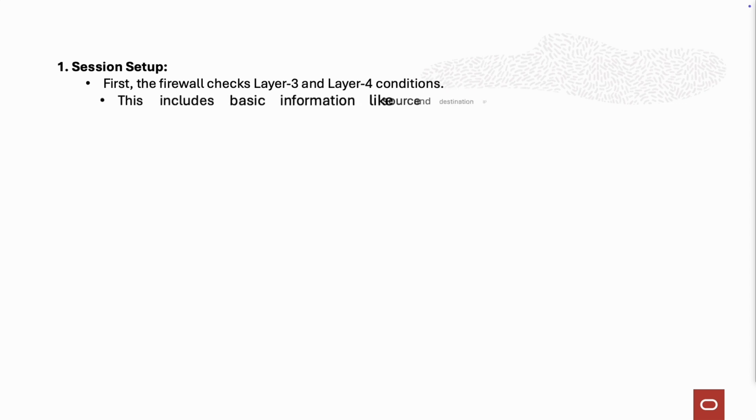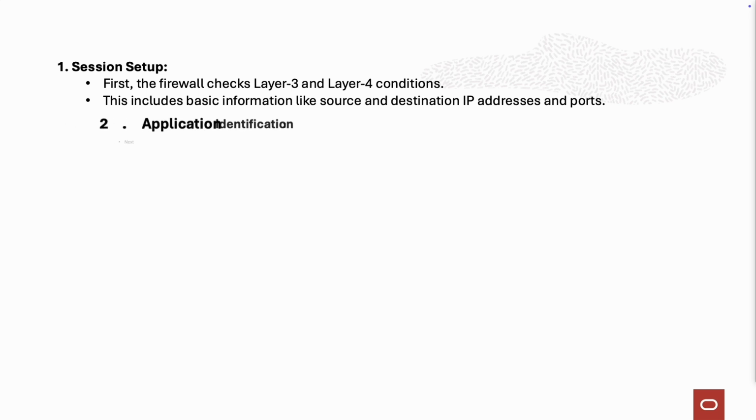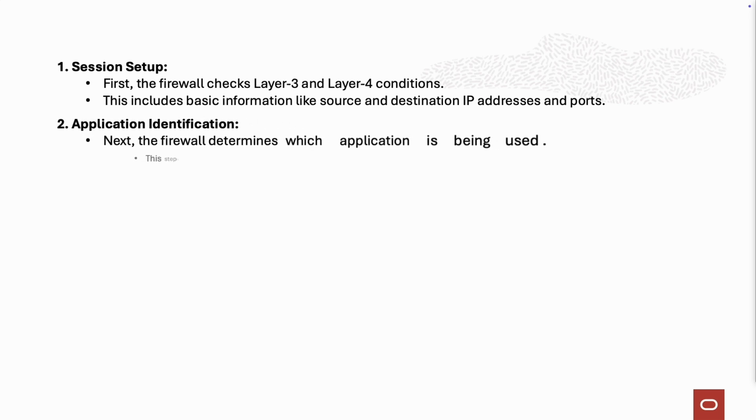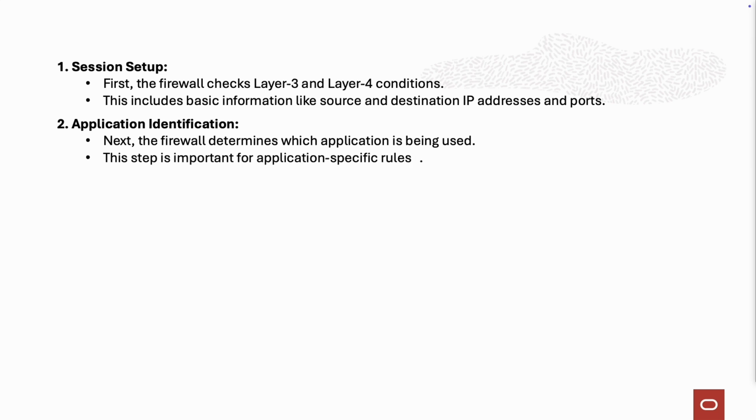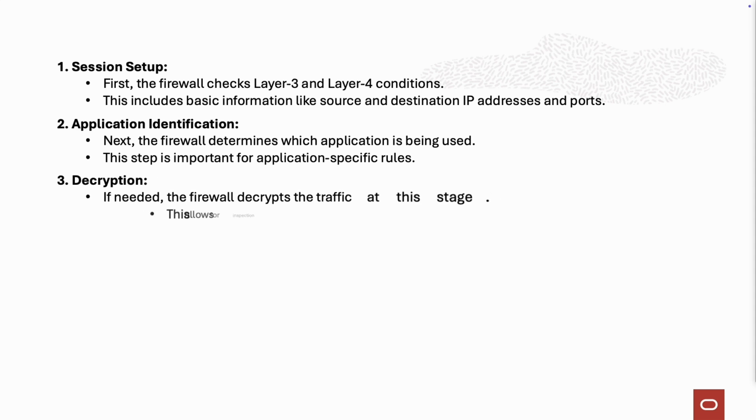First, the firewall checks layer 3 and layer 4 conditions. This includes basic information like source and destination IP addresses and ports. Next, the firewall determines which application is being used. This step is important for application-specific rules. Next, if needed, the firewall decrypts the traffic at this stage. This allows for inspection of the encrypted content in the next steps.